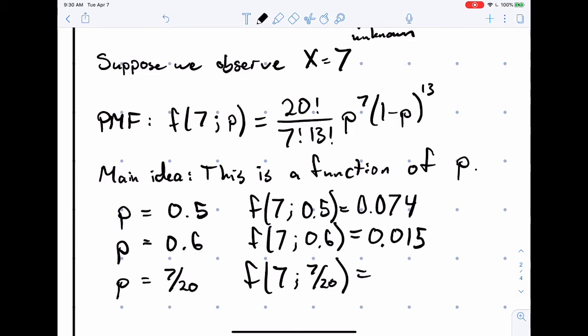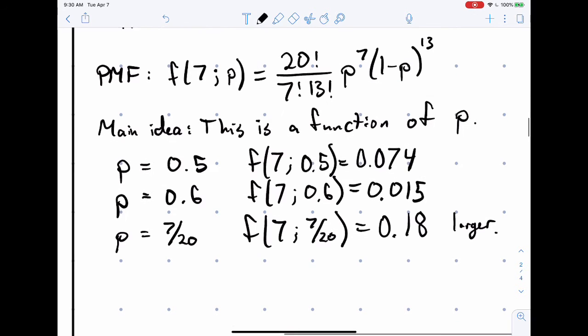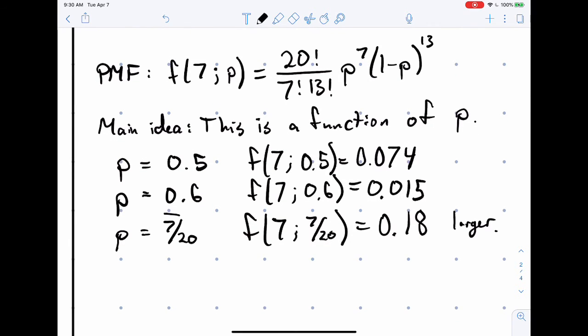Then if we take f of 7, p equals 7 over 20, this probability, joint probability, becomes 0.18, okay, which is a little larger, suggesting that estimating p with 7 over 20 is better than the other two, because it makes the likelihood of the data that we've seen most likely. So this is the likelihood function.